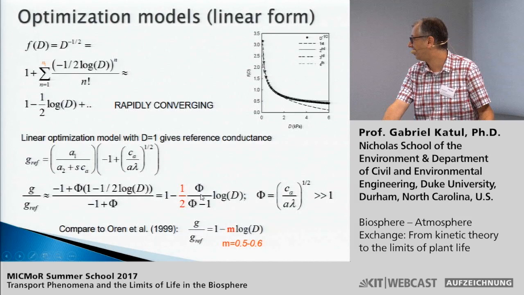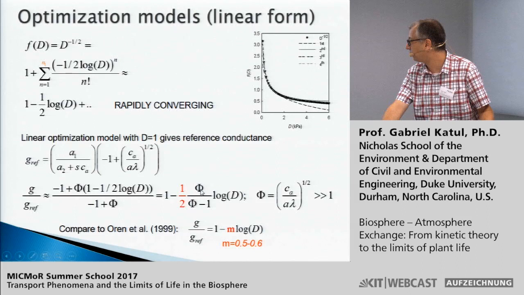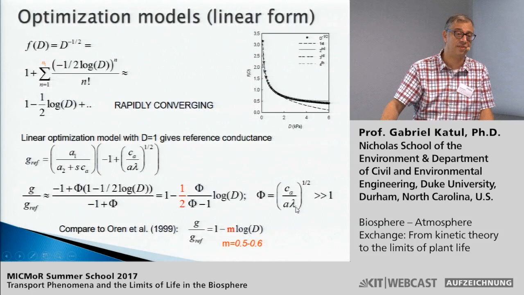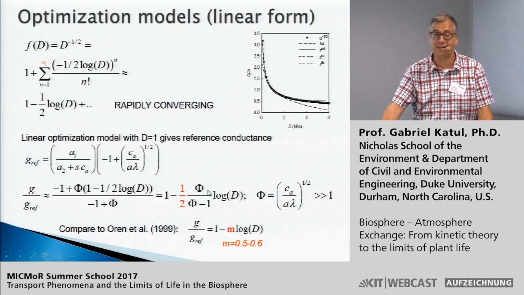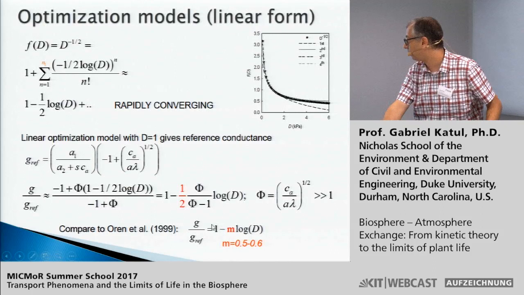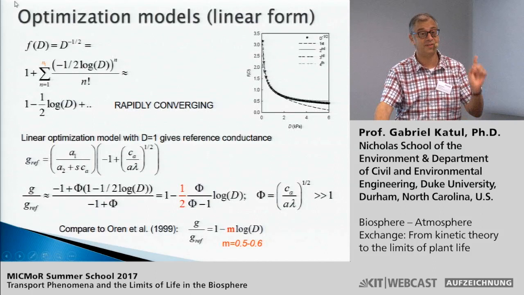And this quantity is going to be slightly bigger than 1 because the numerator and the denominator are the same except that the denominator has a minus 1 in it. It turns out to be atmospheric CO2 divided by the marginal water use efficiency of the plants, raised to the 1/2. This number is way bigger than 1, so the quantity here is going to be slightly bigger than 1, and that might explain why the result from Oren's work is between 0.5 and 0.6. So this is great. That doesn't prove that the stomatal optimization theory is correct, but at least it is getting the right vapor pressure deficit response.